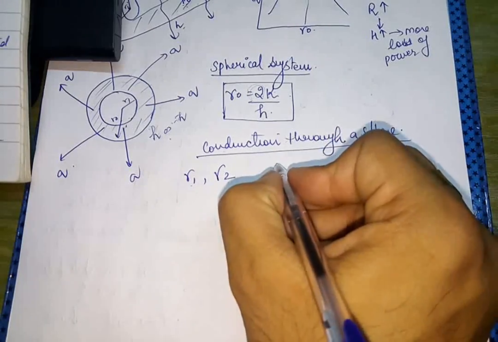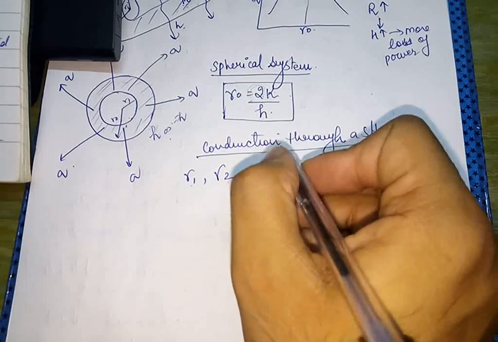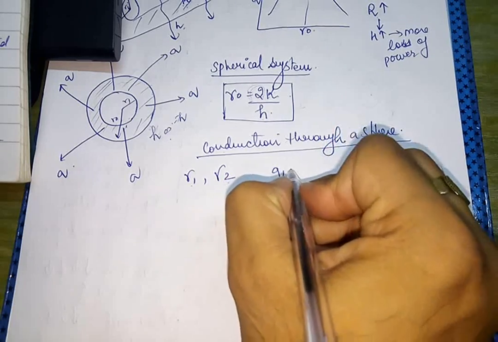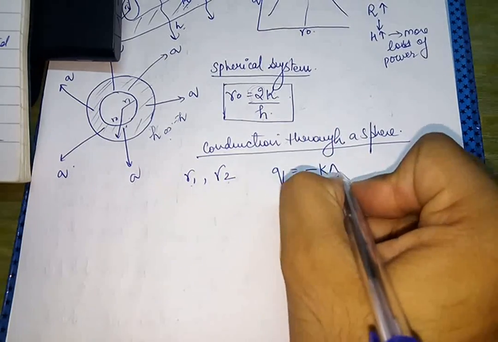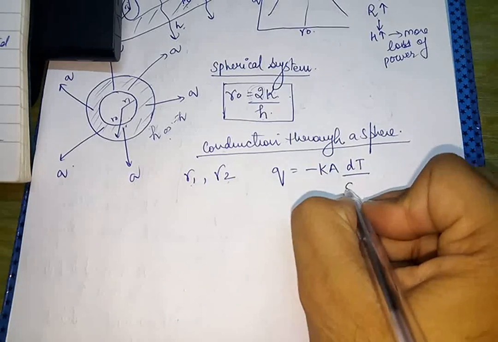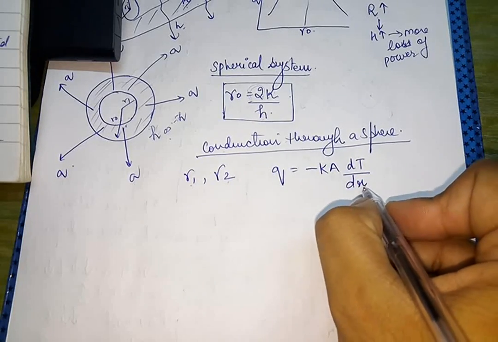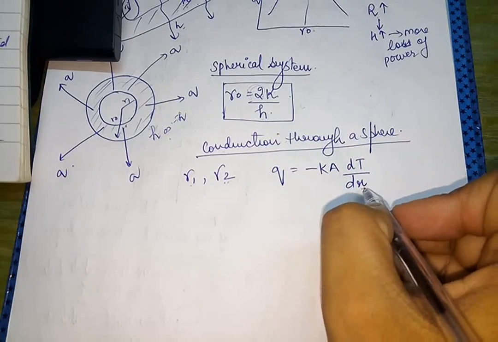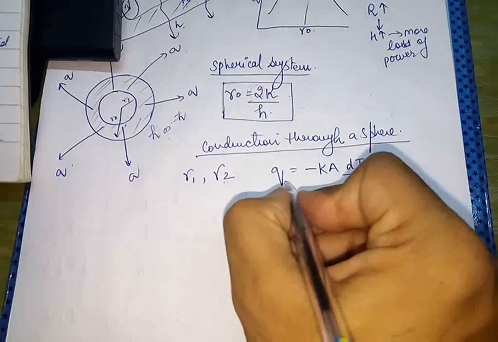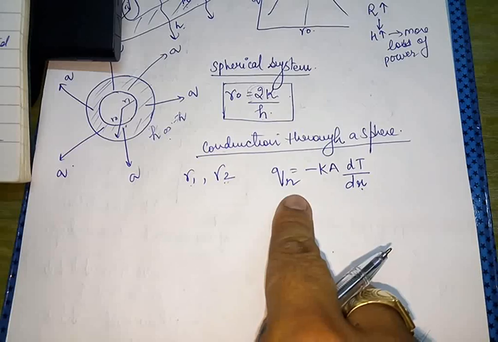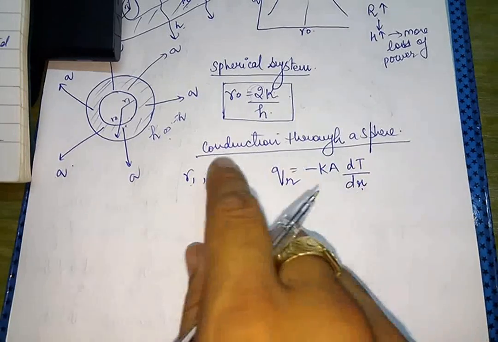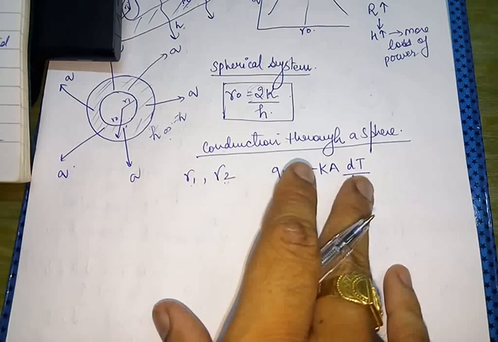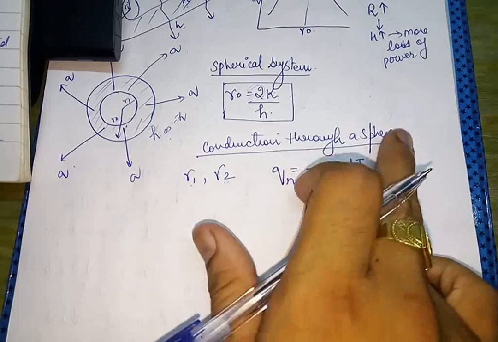Okay, now if we recall Fourier's law of conduction, that is Q equals minus K A dT over dx. There we had x, but now since there will be radial conduction of heat through the sphere, we will write r. So Q_r equals minus K A dT over dr. This is actually the equation of heat transfer in case of conduction through a sphere.